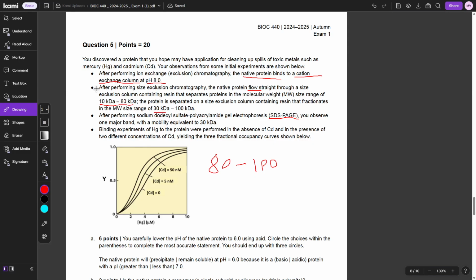Because it didn't work from 10 to 80, if it did work from 10 to 80, then it would also work from 30 to 100. But flowing straight through means that it didn't flow through the resin. They're tough, they're not easy. Does that make sense though?